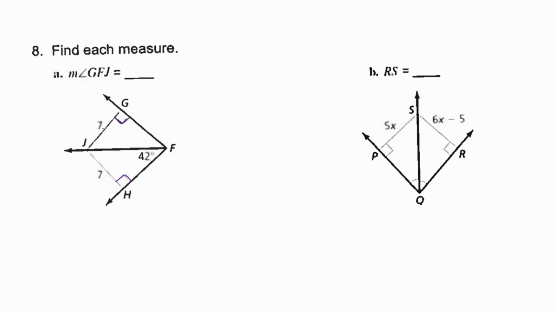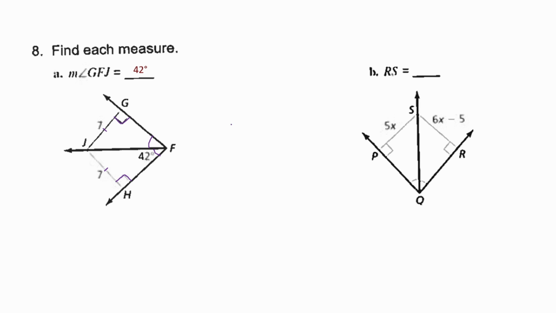We also have that this 7 here is equal to this 7 here. And if we have this scenario where we have these two perpendiculars and we have these two segments that are equal to one another in this exact setup, then it means that JF has to be the angle bisector. So that's our angle bisector converse in this case, which means that this angle is going to be equal to this angle. So angle GFJ is going to be equal to 42 degrees.